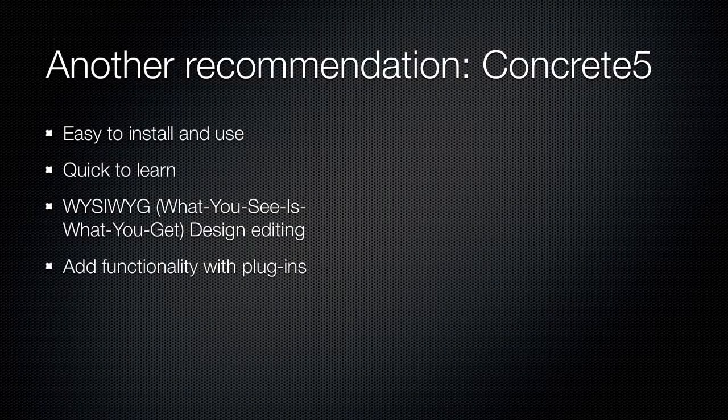The next software that we wanted to talk about is a software called Concrete 5. It's like WordPress in that it's a blog software that can also be used to create a brochure type. You'll find that it's very easy to install and use, and it's quick to learn. It also has a WYSIWYG editor, which is a what you see is what you get type editor, and you can add a lot of functionality with themes and different plugins.